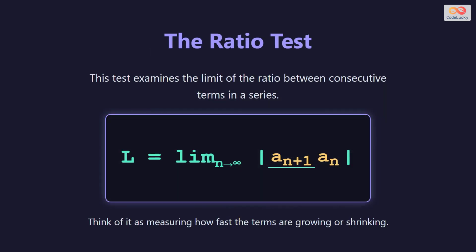This brings us to the ratio test. This powerful test helps us answer the convergence question by looking at the ratio of consecutive terms. We calculate a value, L, which is the limit as n approaches infinity of the absolute value of the next term, a sub n plus 1, divided by the current term, a sub n, in simple terms. This value L tells us how the terms are behaving in the long run.